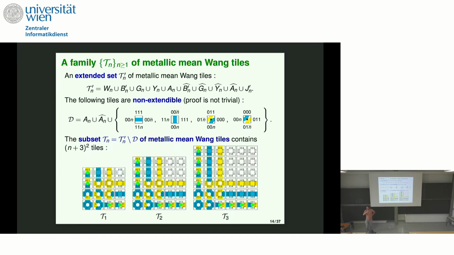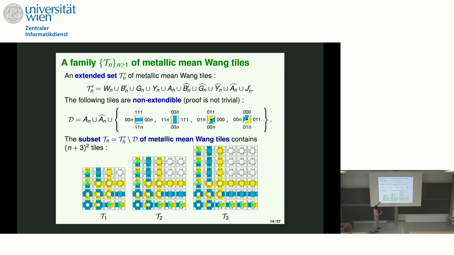Why? Because we will remove some of them. Because some tiles we don't need. Because sometimes you can show, the proof is non-trivial, you don't need the anti-green. You can get rid of them. You don't need the last blue tile and the vertical one, horizontal. And one of the junction tiles you don't need. And you remove those, and you call what's remaining the set of metallic mean Wang tiles.